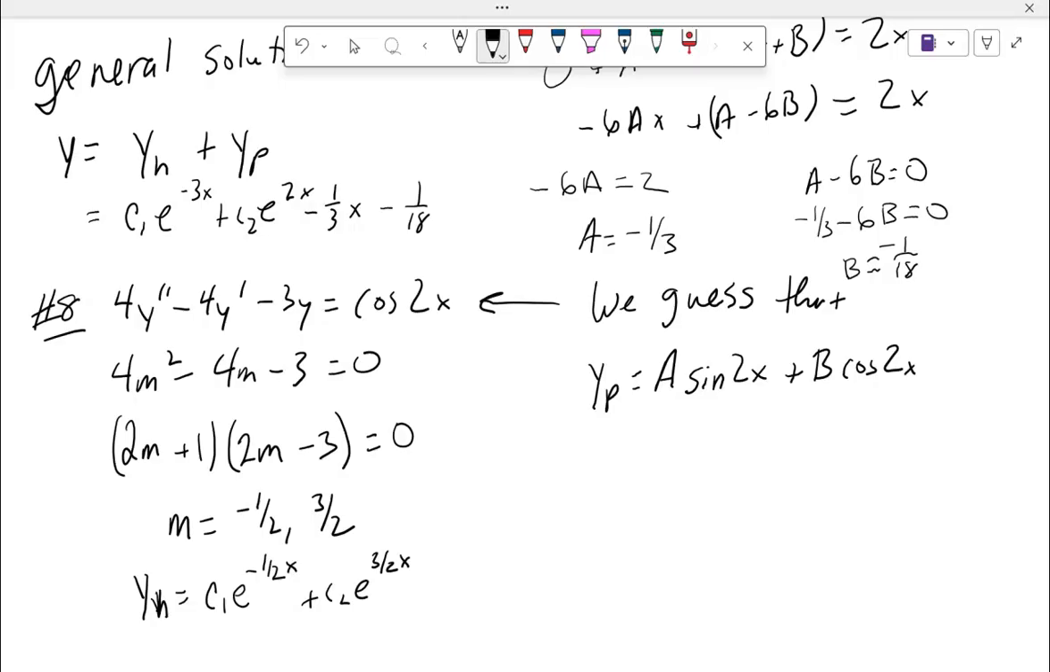So we guess that we have this. Now we have to do a little bit of calculus. Again, not horrible. First derivative is 2a cosine 2x minus the 2b cosine 2x. And now take the second derivative.